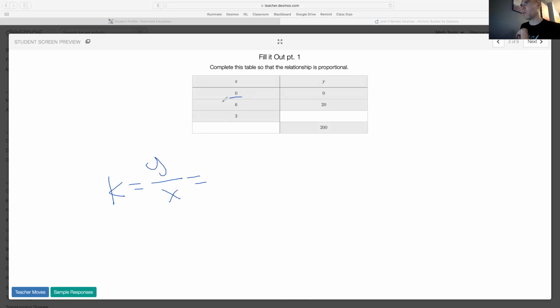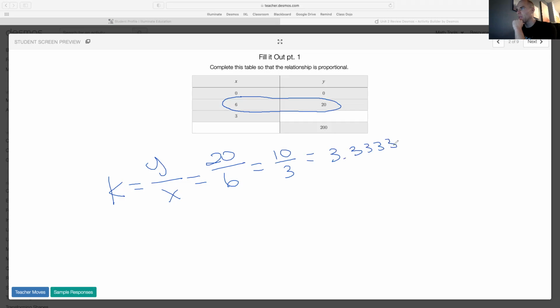This right here is the only row in which I have the y value and the x value, so I'm kind of forced to use these values. So this is 20 divided by 6. I could keep this as a fraction, simplify it. Let's see here. This is also equal to 10 over 3. I could divide this into a calculator, and I'm going to get 3.3333 going on forever for the rest of my life, right?